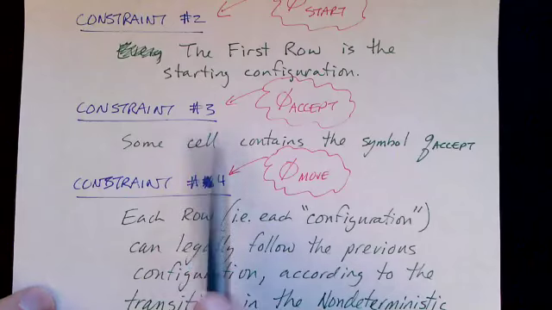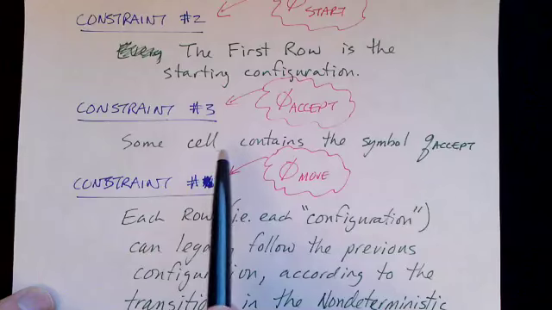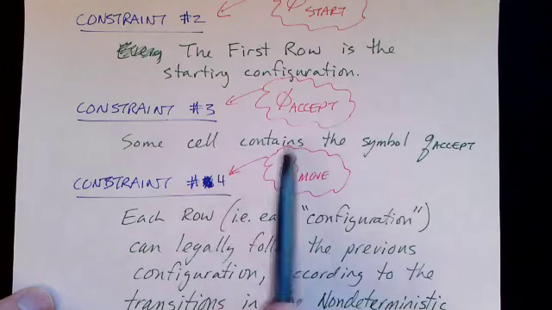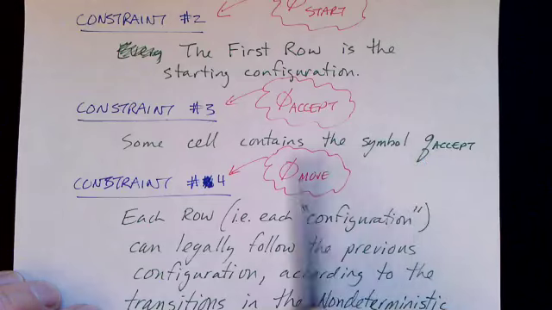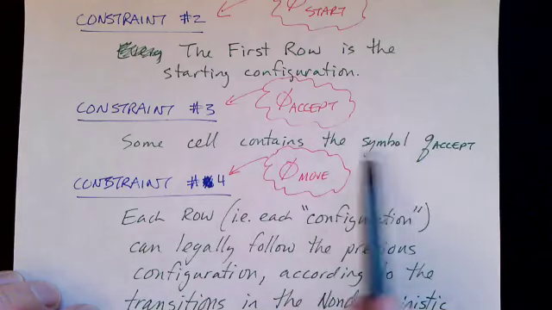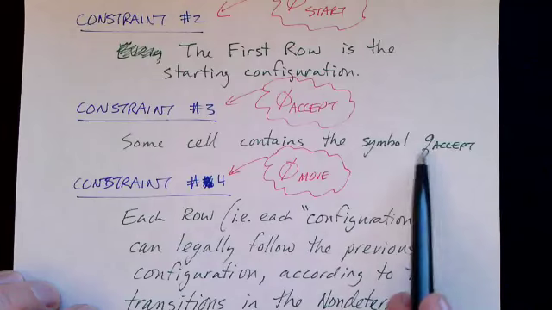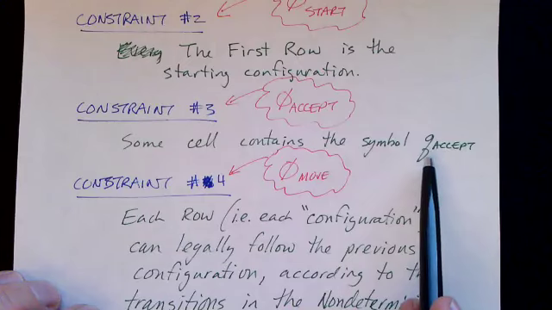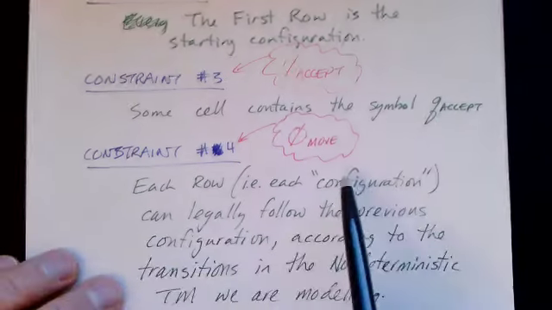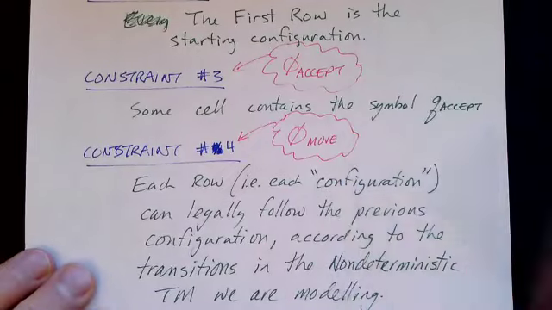And then we have the third sort of constraint, which is that this is an accepting configuration, an accepting computation history. In other words, some cell contains the symbol Q accept. So somewhere during the computation we reach the accept state.